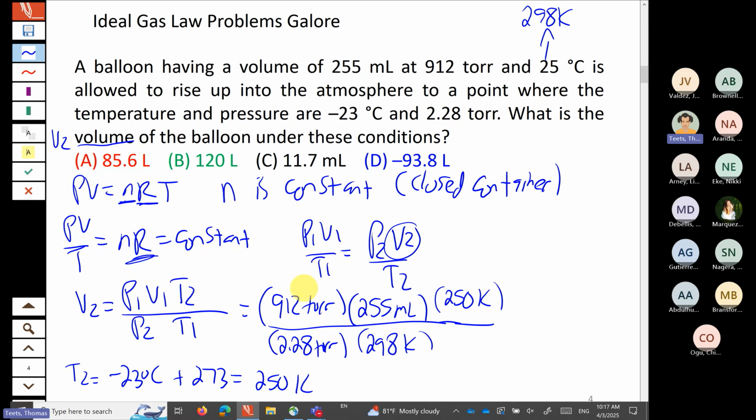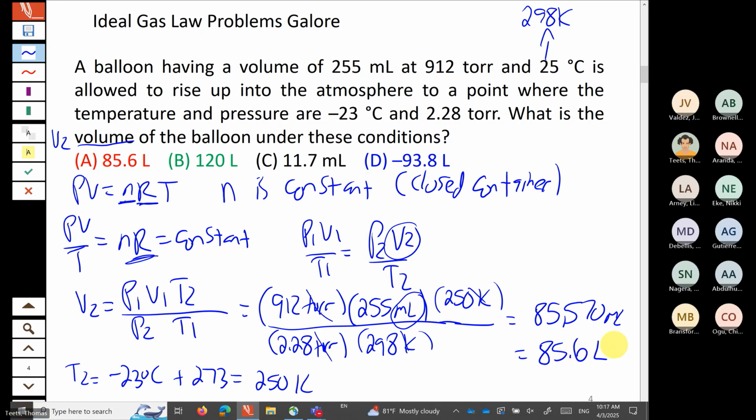So when we do this, the pressure units divide out. We kept them as torr. We don't have to change them. It wouldn't be wrong to change them. You get the same value, but it's just less steps to do it this way. Units of temperature cancel out. They have to be in Kelvin. And then we're left with a volume in milliliters would be our final answer. So again, writing out units for this is going to be very helpful. So this comes out to 85,570 milliliters, which is 85.6 liters.